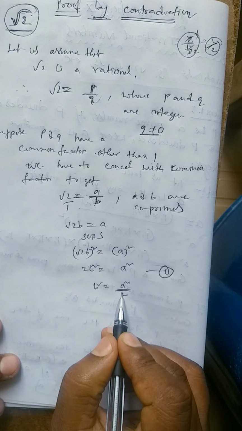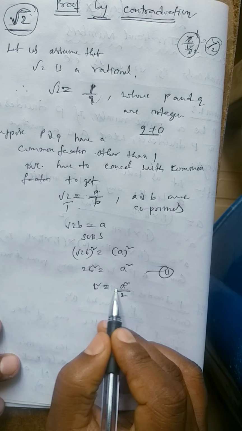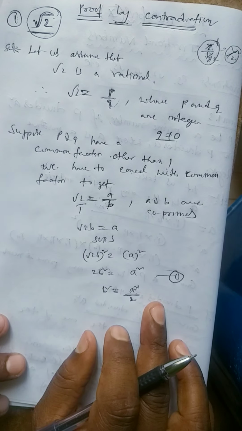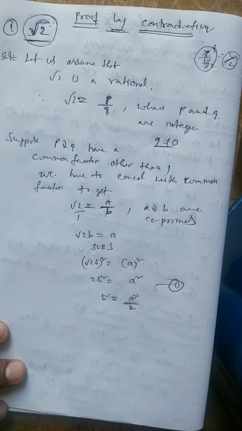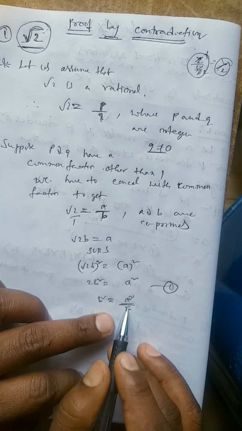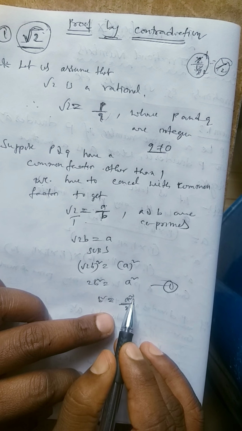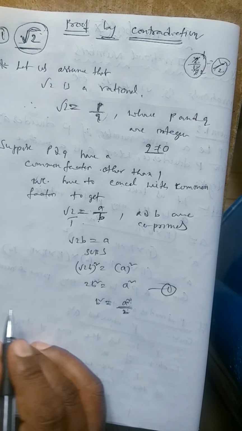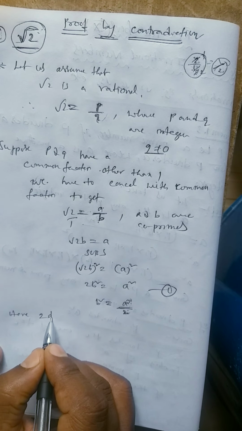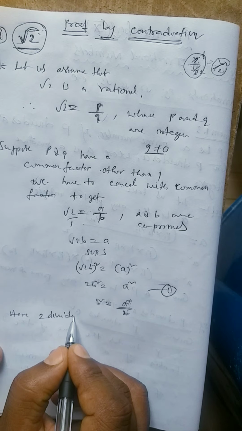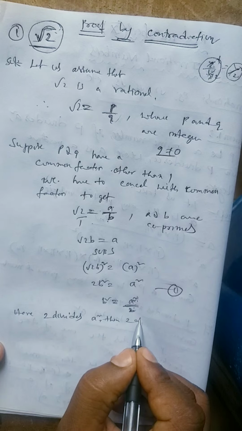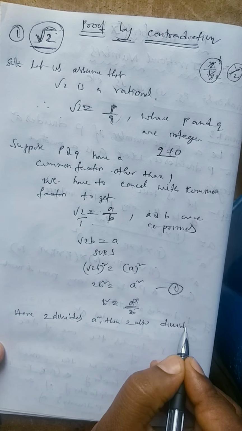From this we can understand that 2 divides a square. 2 divides a square means 2 also divides a, because we just discussed theorem 1: if p is a prime number and a is any number, then p divides a square means p also divides a. Using the same concept, 2 divides a square means 2 also divides a, since 2 is a prime number. Therefore 2 divides a.